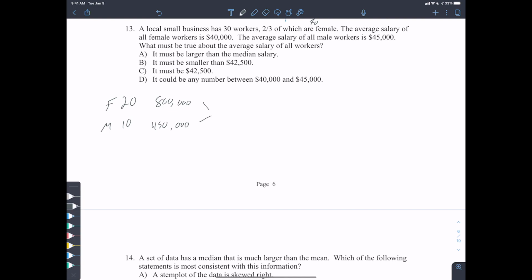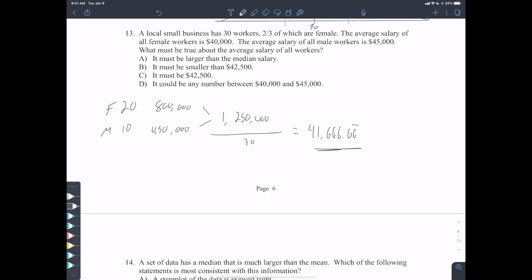So that plus that is 1,250,000 divided by 30, which is just 4,166.66. So this is your average of all your workers, and it's not going to be 42.5. It's not going to be any number between 40,000 and 45,000. It must be larger than the median salary.